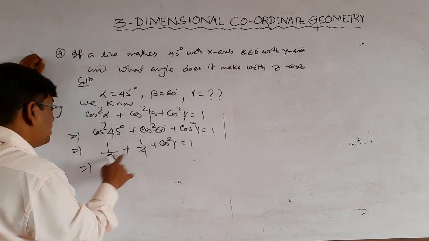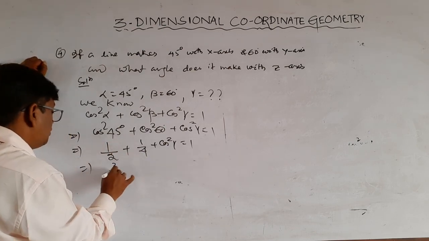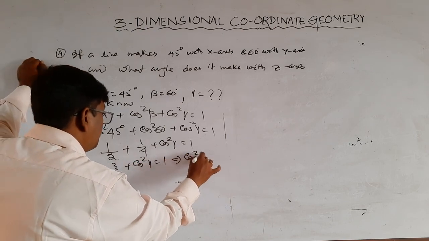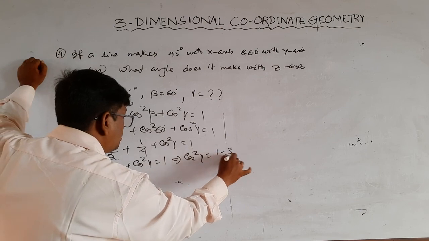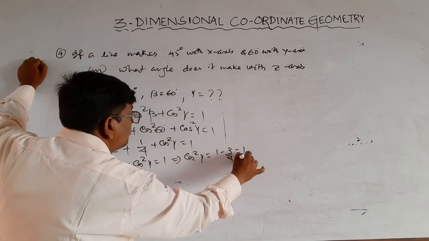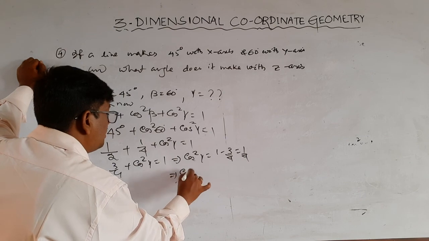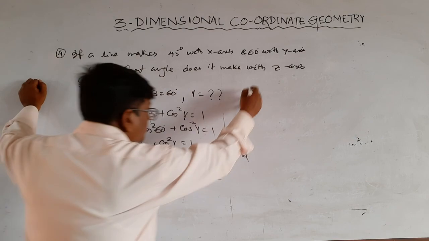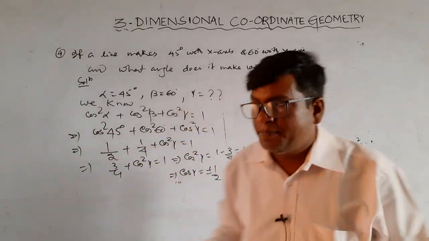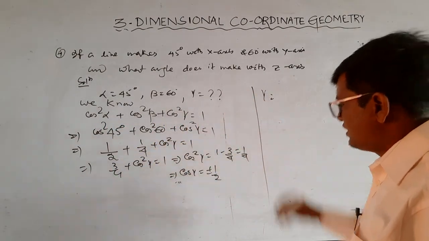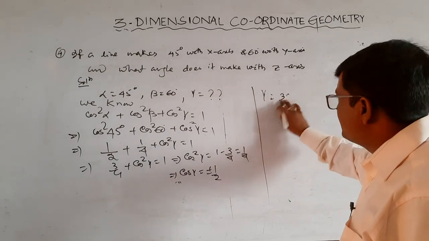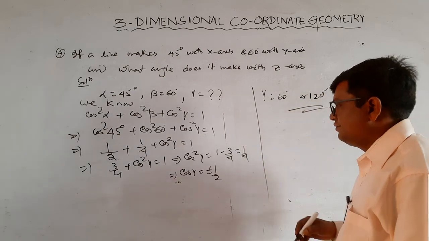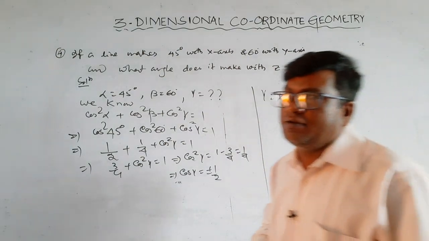LCM 4: 2 plus 1, 3 by 4. 3 by 4 plus cos square gamma is equal to 1. So cos square gamma is equal to 1 minus 3 by 4, that is 1 by 4, and cos gamma is equal to plus or minus 1 by 2. Now gamma is equal to what? Gamma is equal to 60 degree or 120 degree. This is the answer, 60 degree or 120 degree.